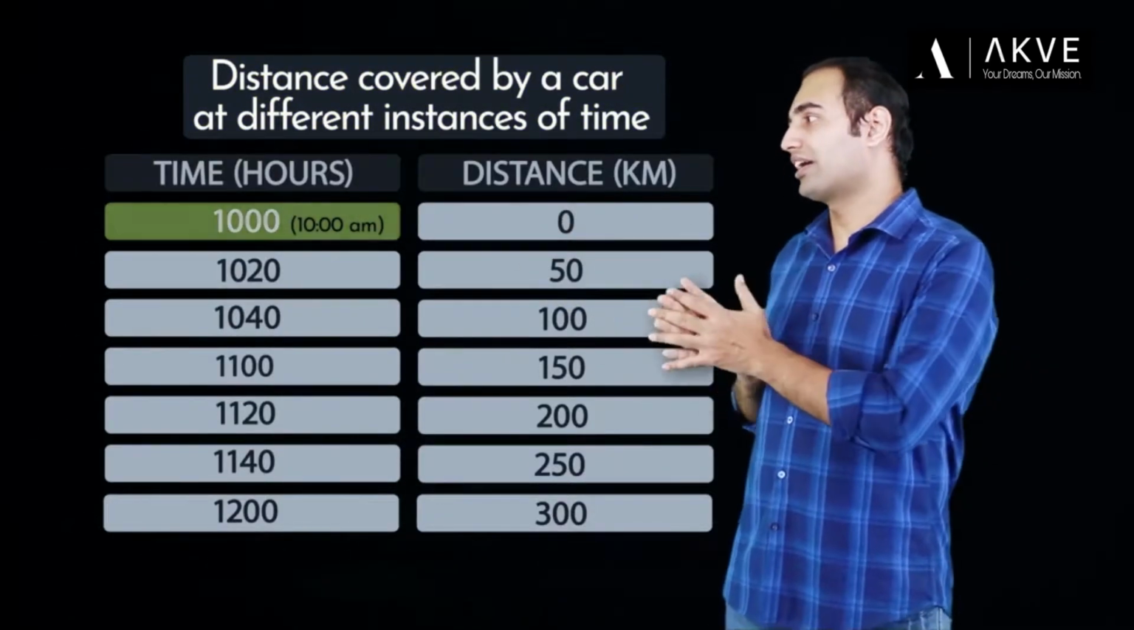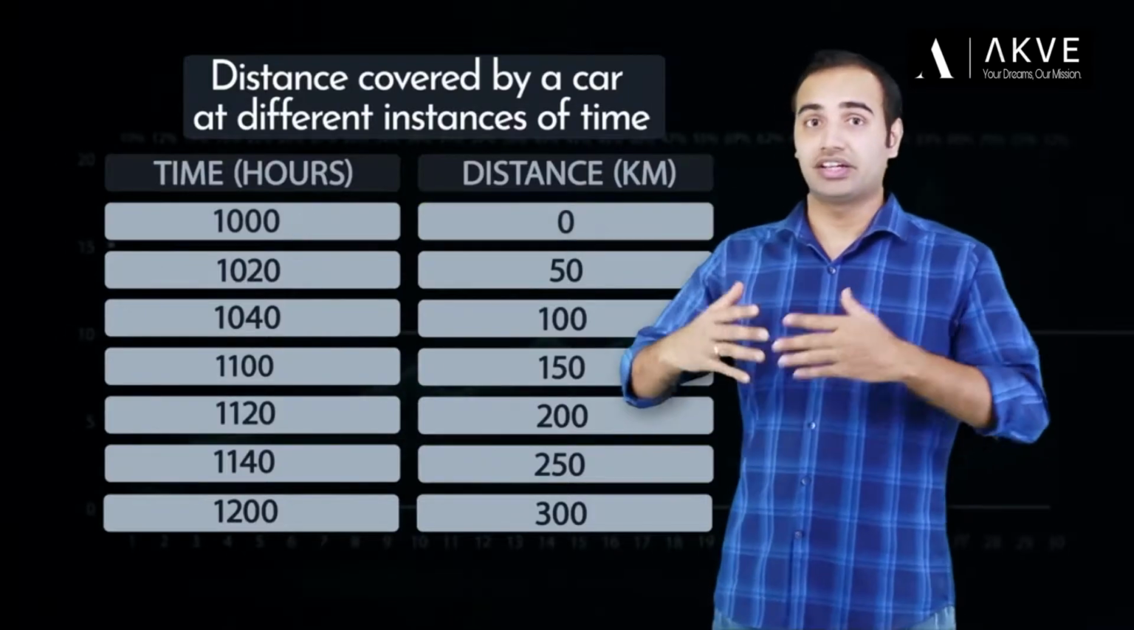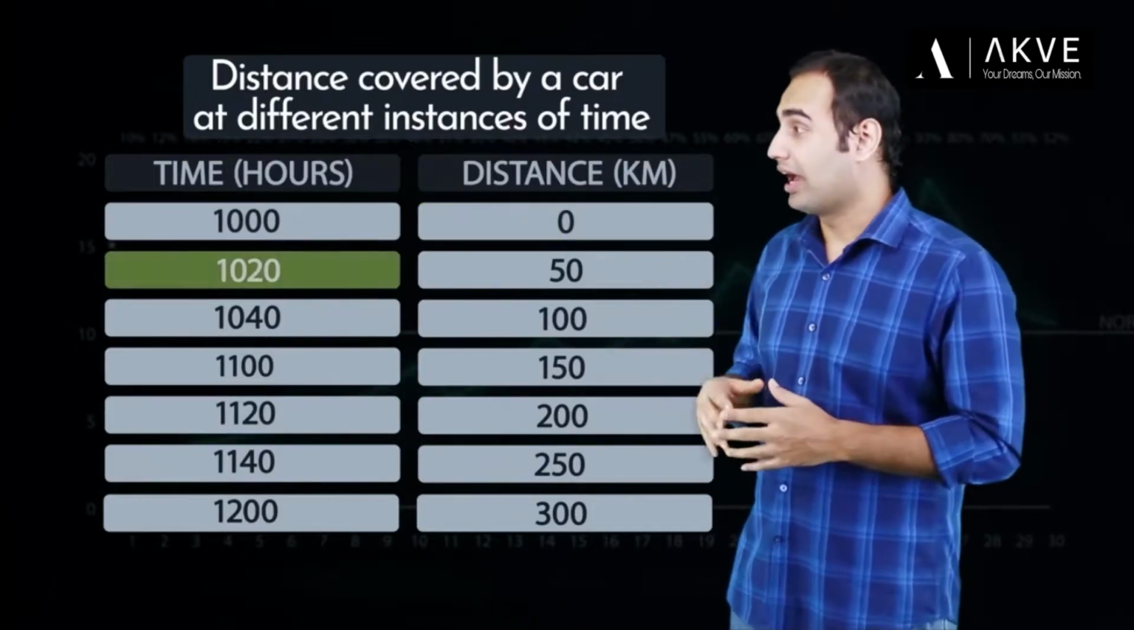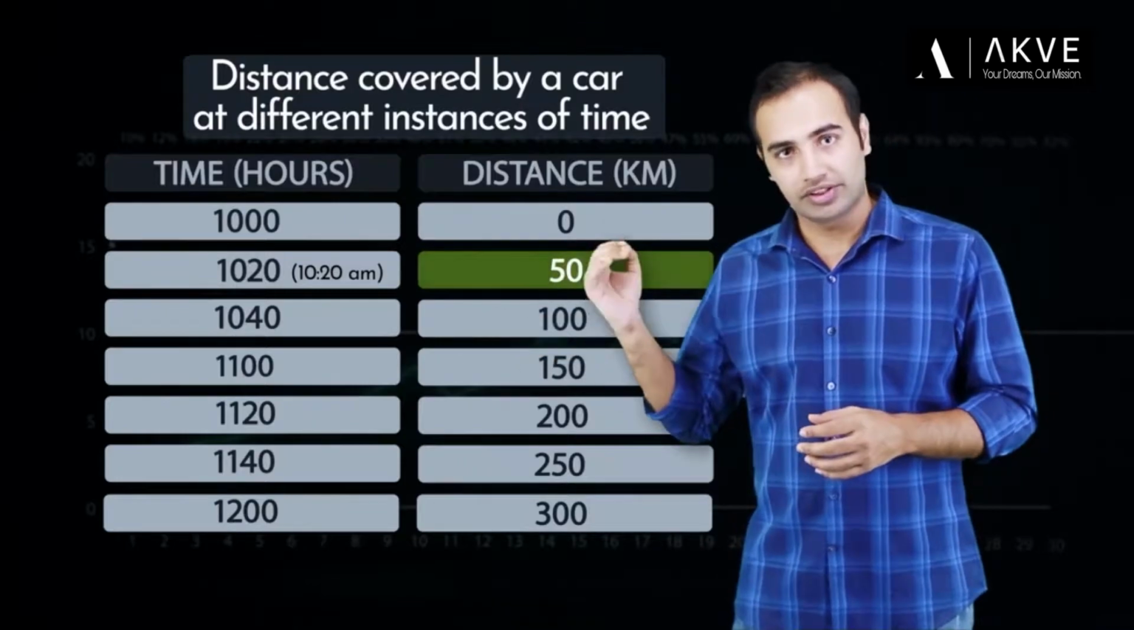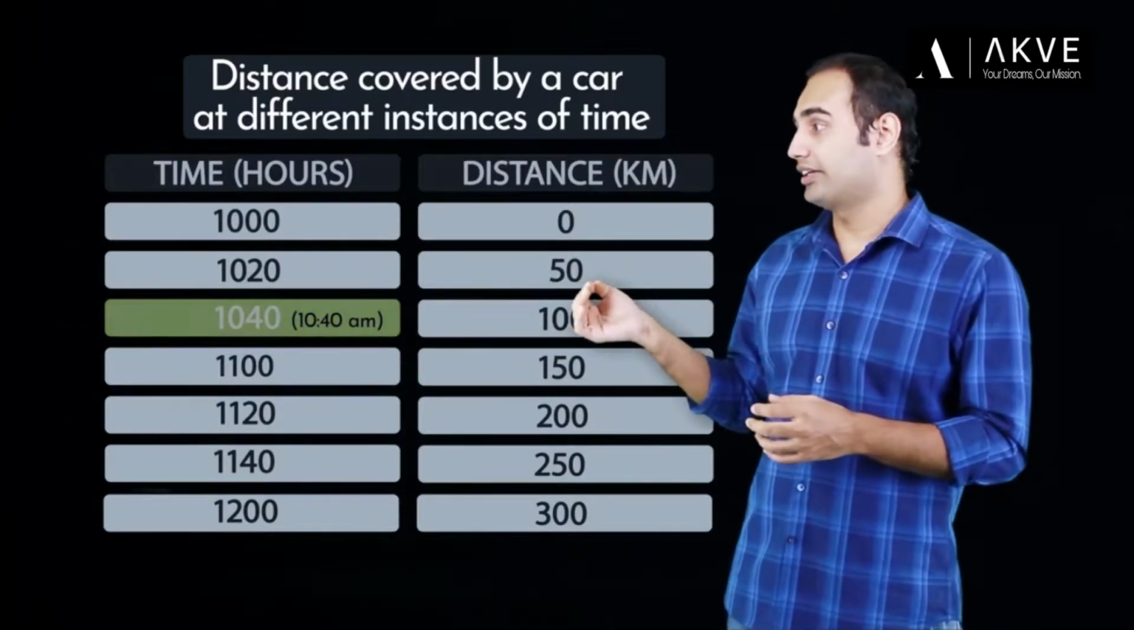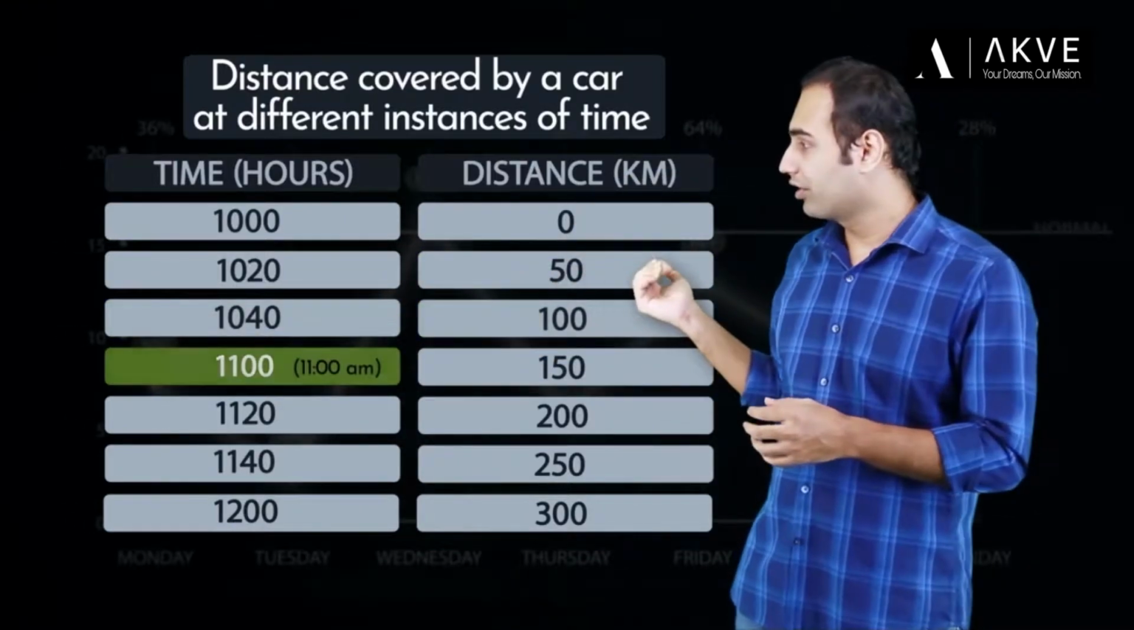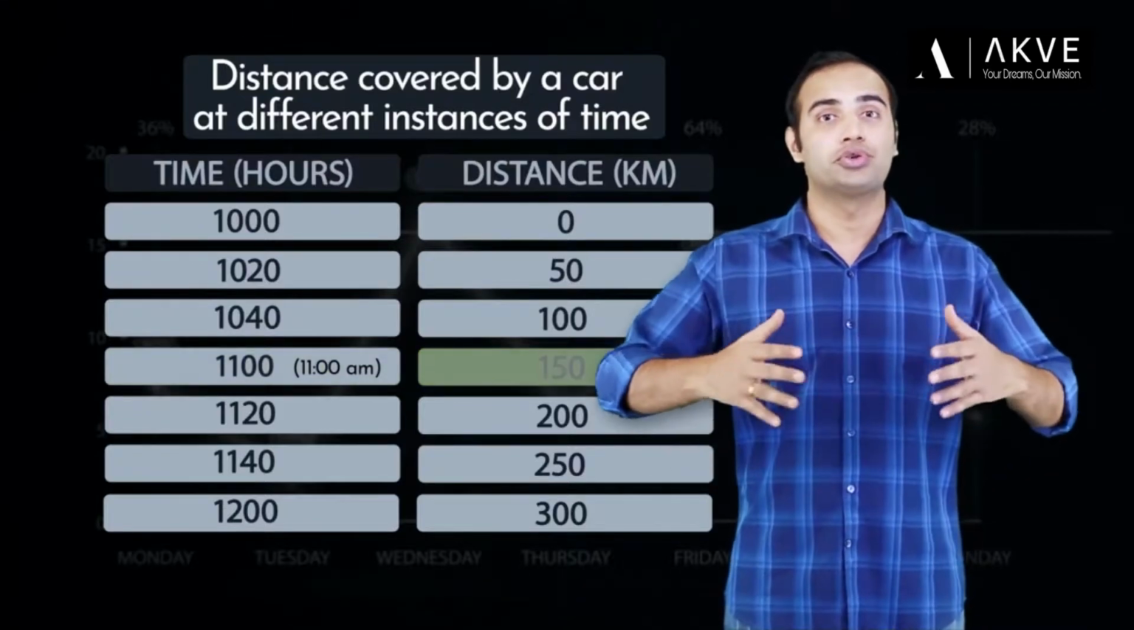So at 10 o'clock, the car is at 0 kilometers, which means the car just begins moving at that time. At 10:20, the car has covered 50 kilometers of distance. At 10:40, the car has covered 100 kilometers. At 11 o'clock, the car has covered 150 kilometers, and so on.